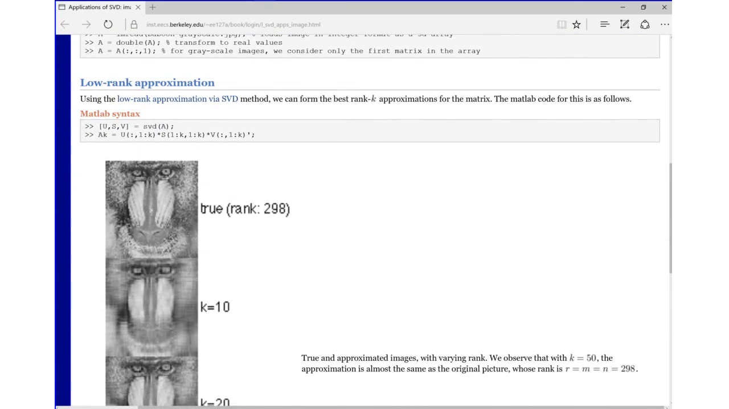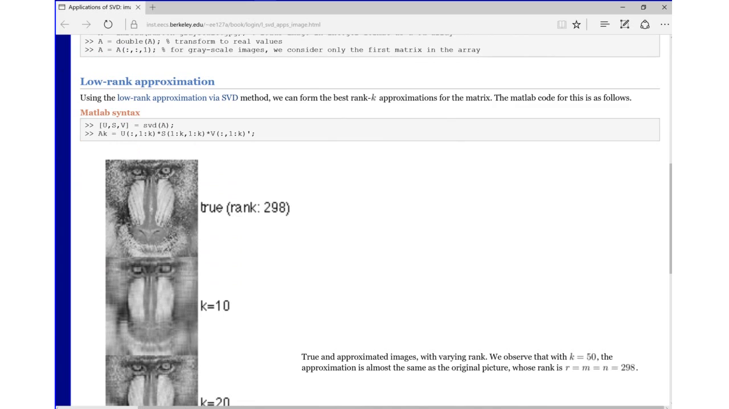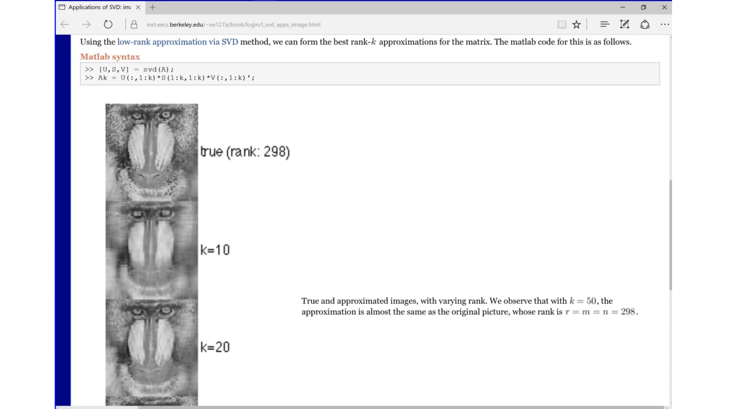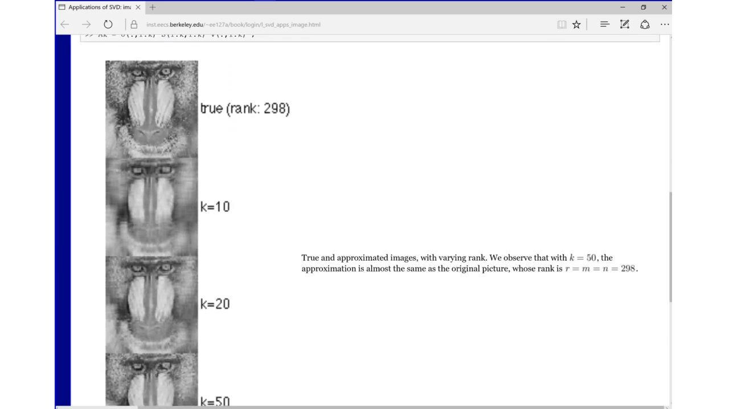Here's what happens. This first one, where it says true, is the original picture. K equals 10 means you just keep your first 10 singular values out of 298 and reduce the matrix, constructing a matrix with only those 10 singular values. This is what you get. Pretty bad, right? But still not that bad. Look at K equals 20. Much better. 20 out of 298.